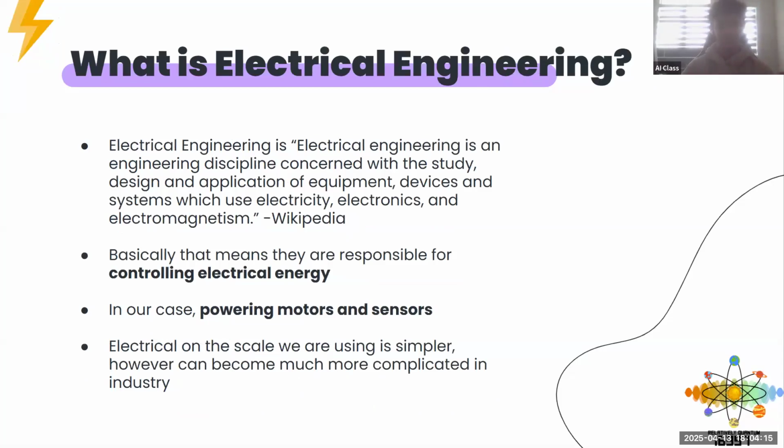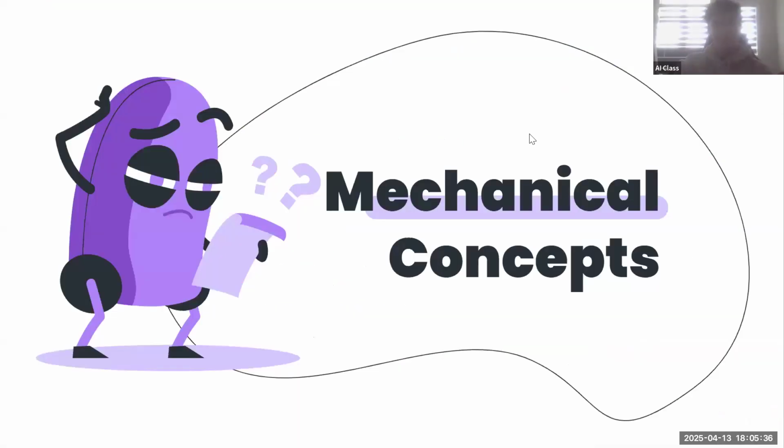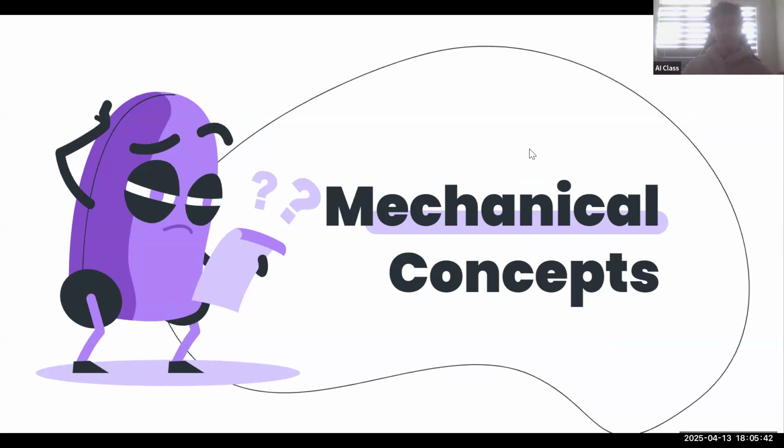So electrical engineering is an engineering discipline concerned with the study, design, and application of equipment, devices, and systems which use electricity, electronics, and electromagnetism. Okay, so now we're going to talk about mechanical concepts. A lot of this workshop is going into the mechanical part of robotics. We're going to be talking about different systems, different types of machines that are commonly used.